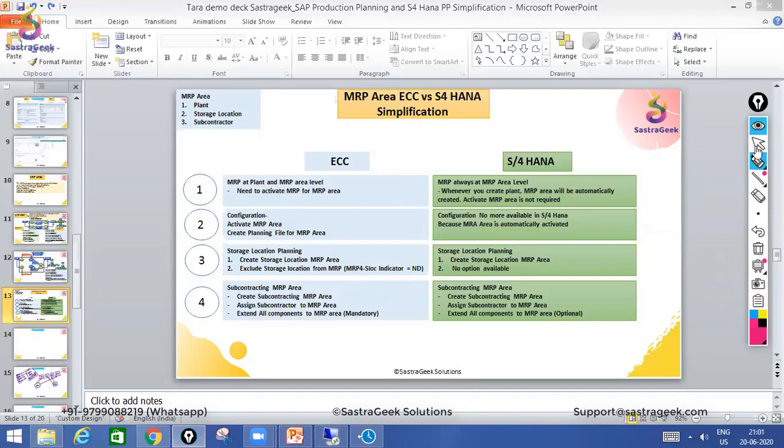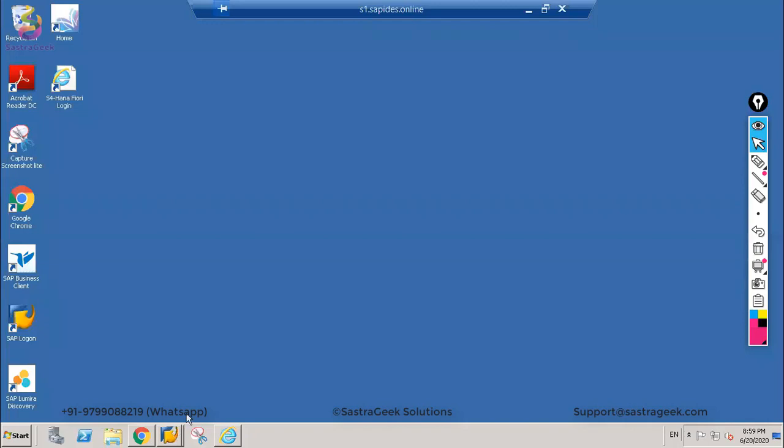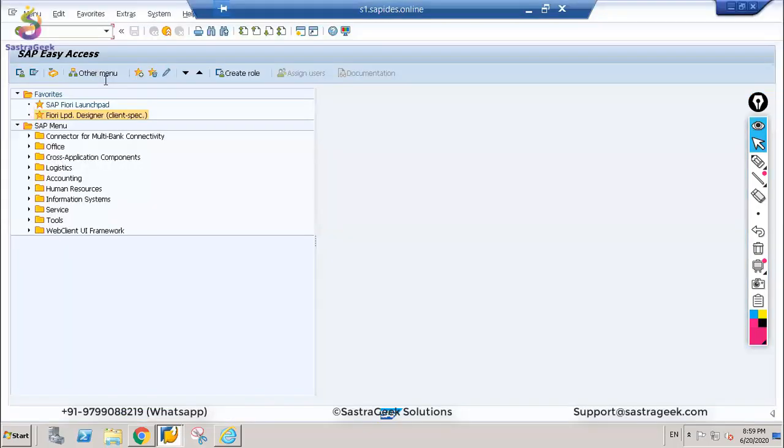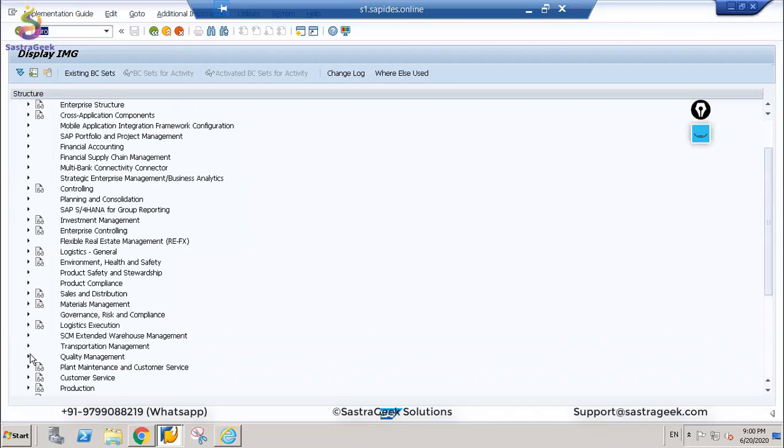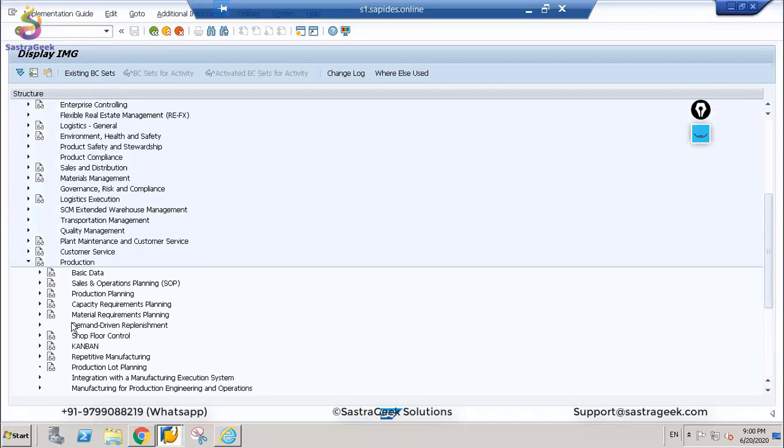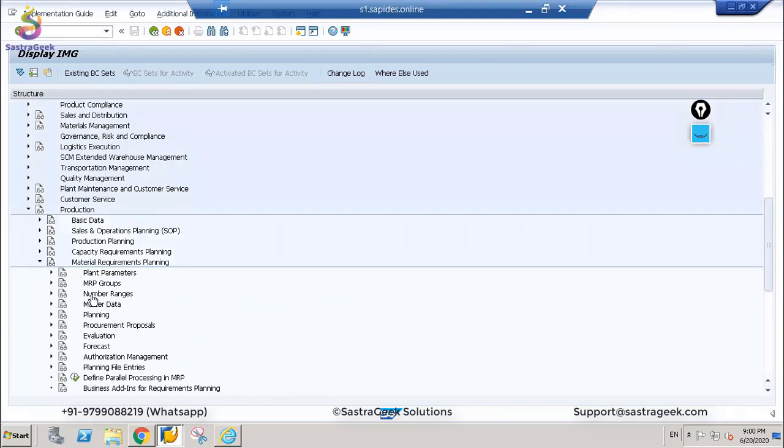Okay. Now I'll quickly go to the SAP screen and try to show you the different things available there. Let's say in SPRO, there is production planning. Here we are just going to see what things are available. In our real training session, we will try to configure all those things, okay? In production planning, we have material requirement planning. In material requirement planning, master data, and this is the MRP area, right?